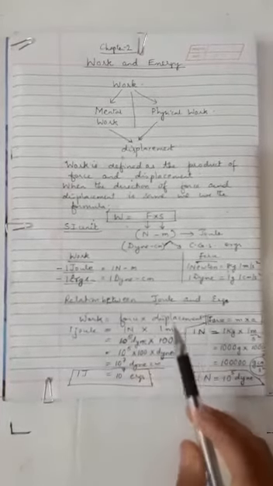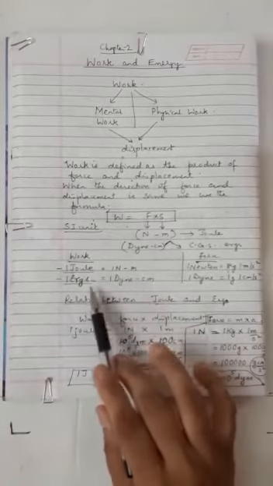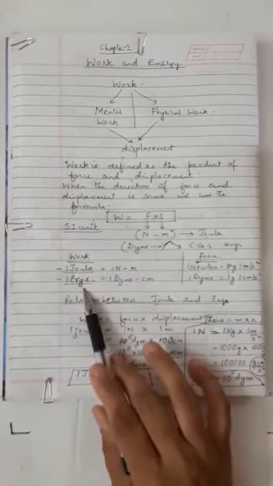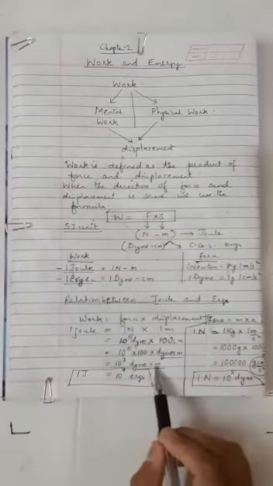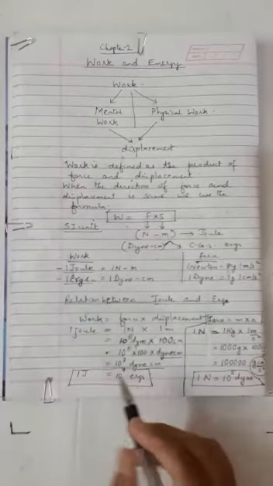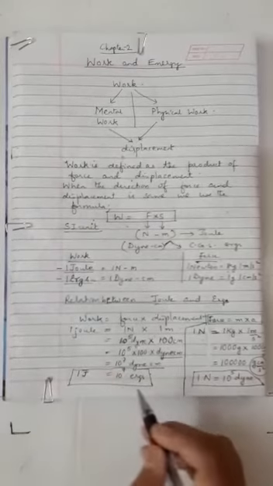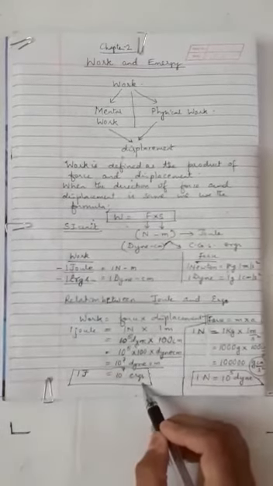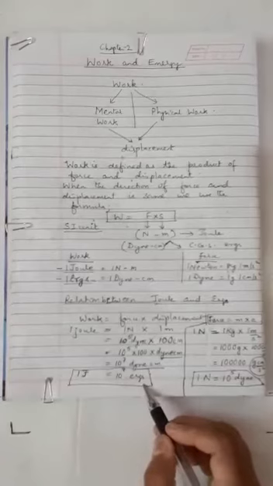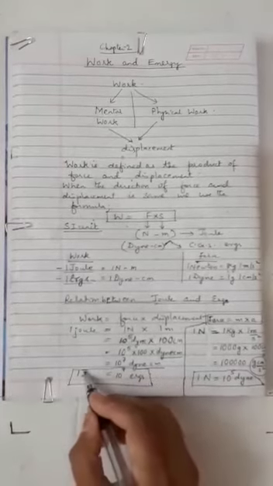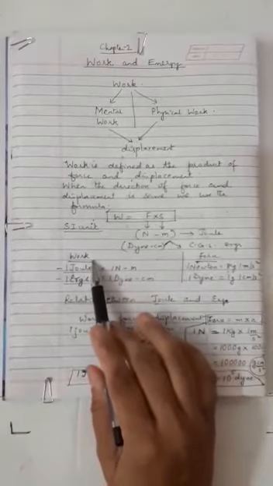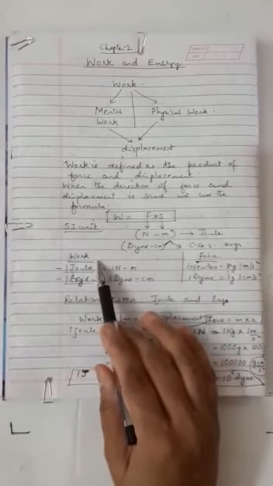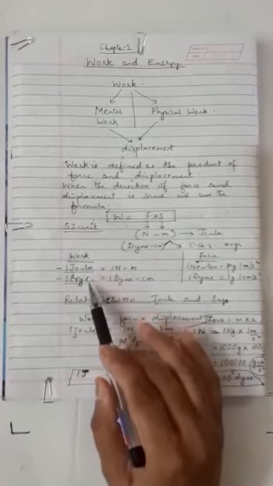And children, what is dyne centimeter? Dyne centimeter is nothing but 1 erg. So in place of dyne centimeter, we can write: 1 joule is equal to 10 raised to 7 ergs. So let us now define the units of work. The units of work are joule and erg.